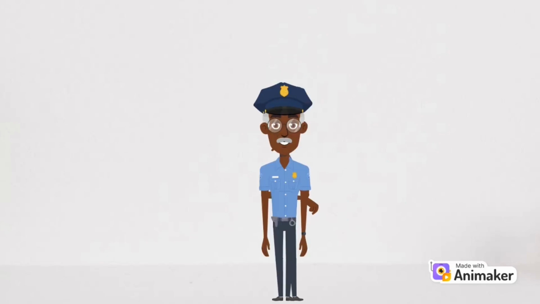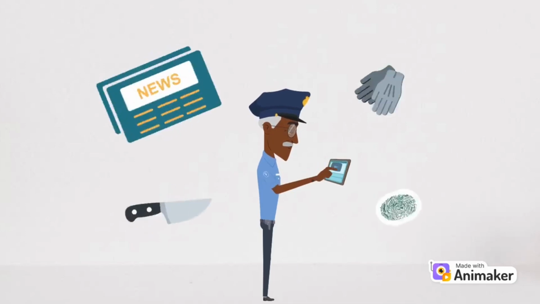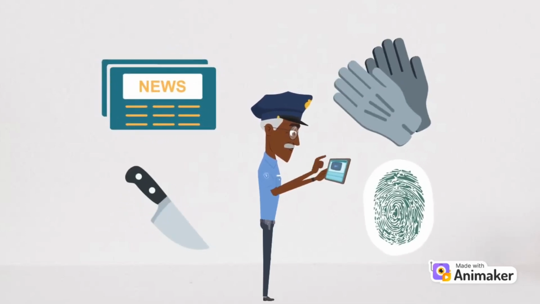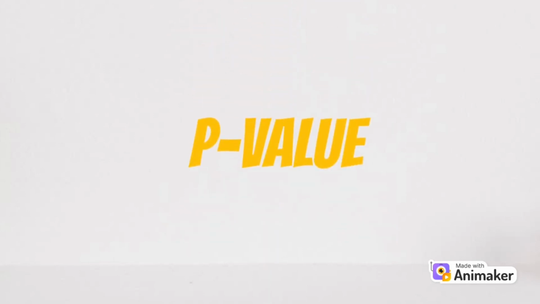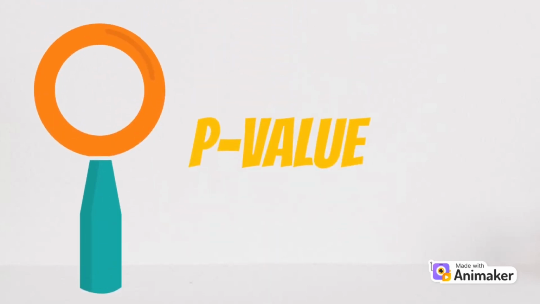Picture this. You're a detective trying to solve a complex case. You collect evidence to support your theory, but you need to be sure it's not just a coincidence. This is where the p-value steps in. They're like a truth detector for scientists.